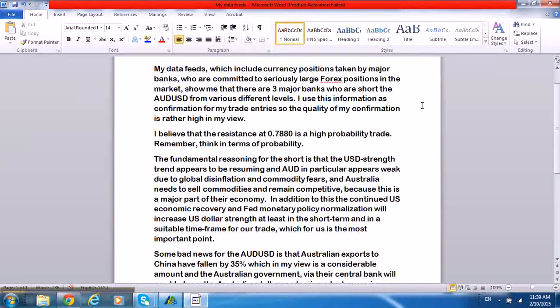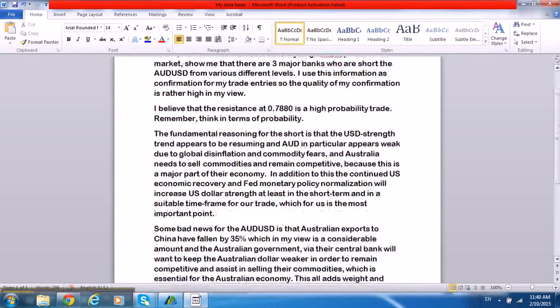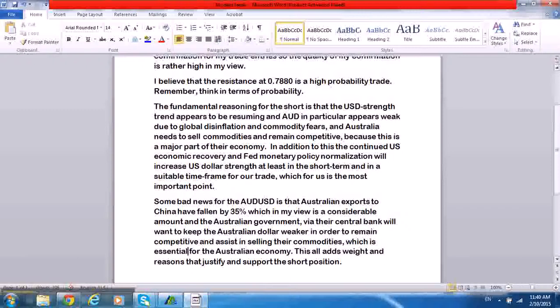Now, my data feeds include currency positions taken by major banks who are committed to seriously large Forex positions in the market. And I can see the three major banks who are short the Aussie US from various different levels. And as I say, I use this information as confirmation for my trading entries. So the quality of my confirmation is rather high in my view. I believe that the resistance of 78.80 is a high probability trade. Okay, and you've got to think in terms of probability.